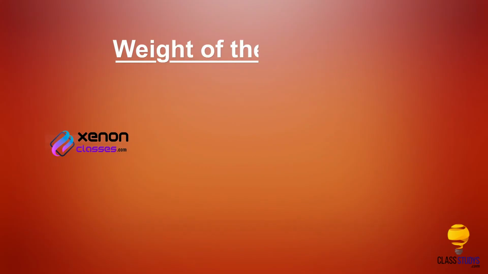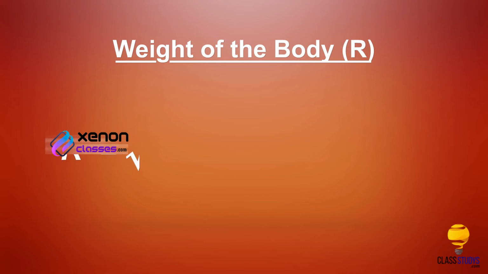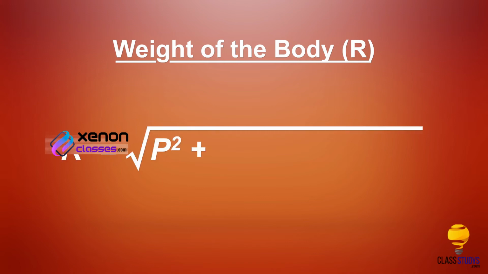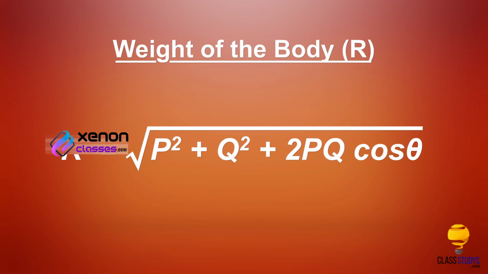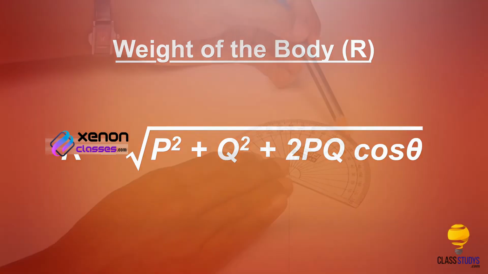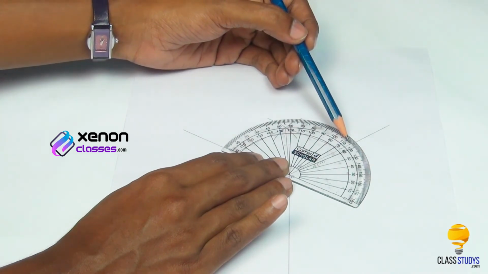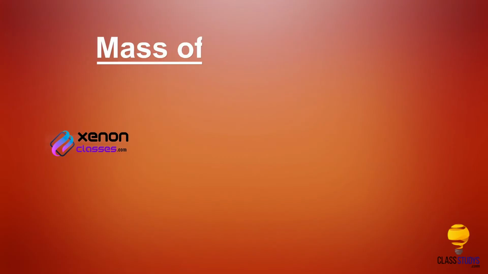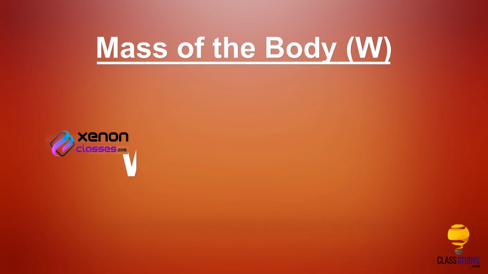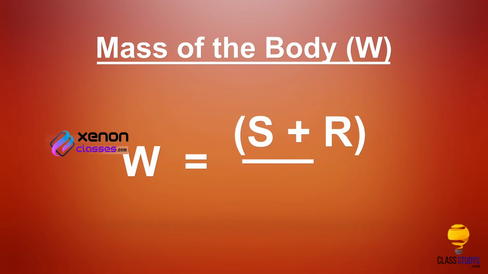Also calculate the weight of the body R using the equation R equal to the square root of P squared plus Q squared plus 2PQ cos theta. After measuring the angle AOB, theta, using a protractor, the mean of the two values of S and R will give the correct mass of the body, W equal to S plus R, the whole divided by 2.